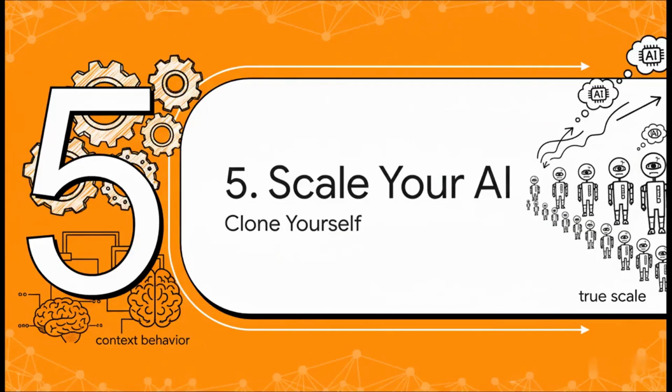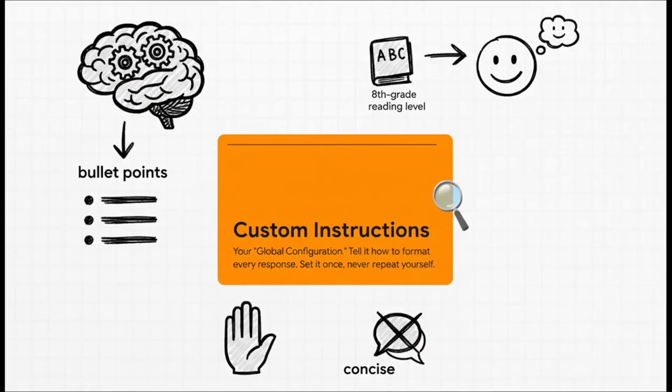We've got our context, our behavior, and our workflow dialed in. Now it's time to scale. This is where you stop repeating yourself and you start cloning yourself. Protocol 6 is custom instructions. This is your global configuration. Think of it like setting your home address in a GPS. You set it once and you never have to repeat yourself again.